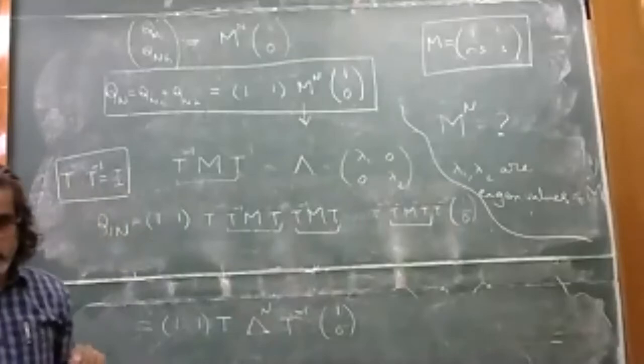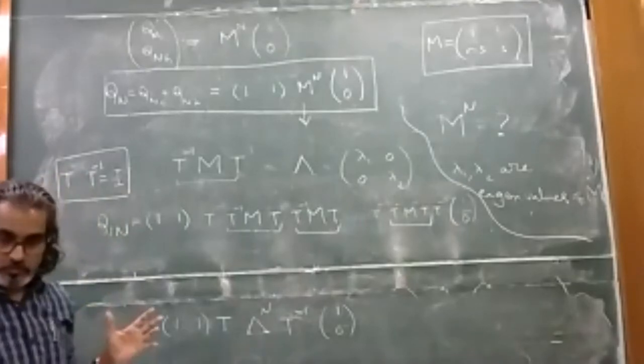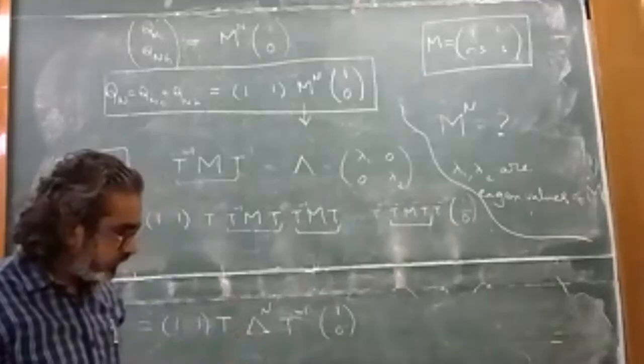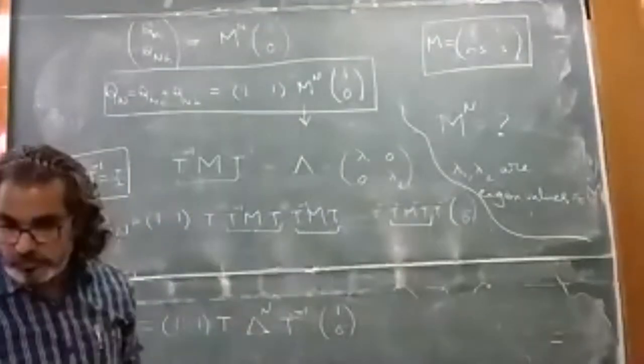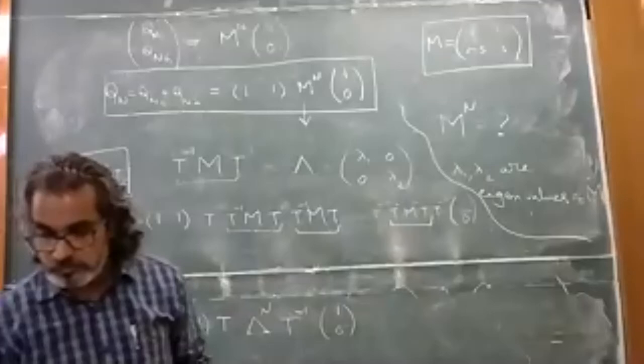Yes, sir. Sir, I have a question here. Why are you diagonalizing this? Why are you using this TT inverse to multiply with the M?